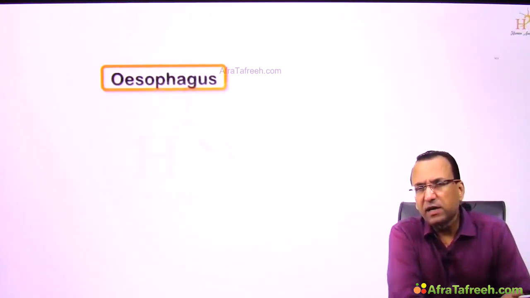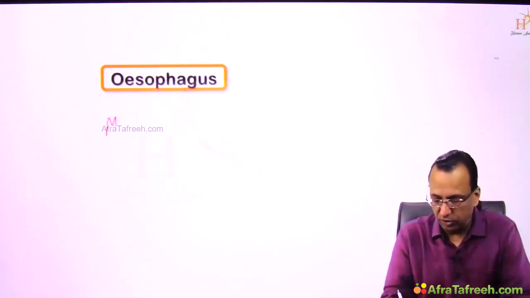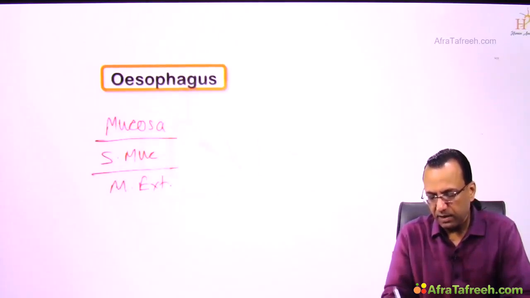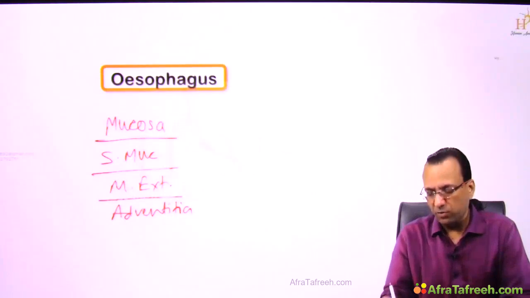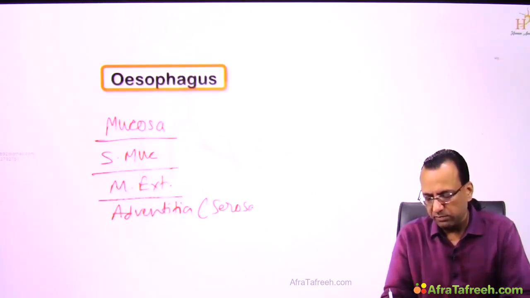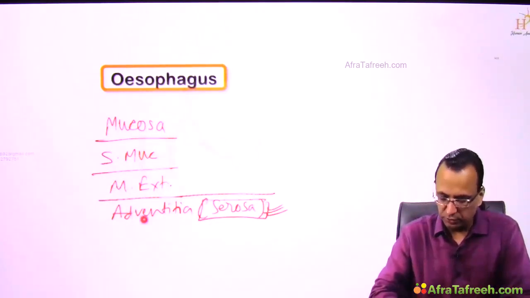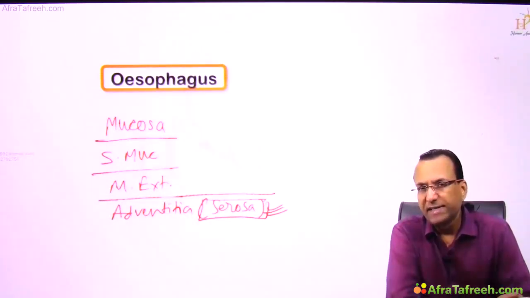Esophagus, since it is a gut tube, is going to have 4 layers: the mucosa, then the submucosa, then the muscular externa, and then the adventitia. Only a small part of the esophagus is lined by peritoneum, so there is serosa, but only in the lower part of the esophagus. Mostly it is covered by connective tissue, the adventitia. Now let us look at some histological pictures of the esophagus.